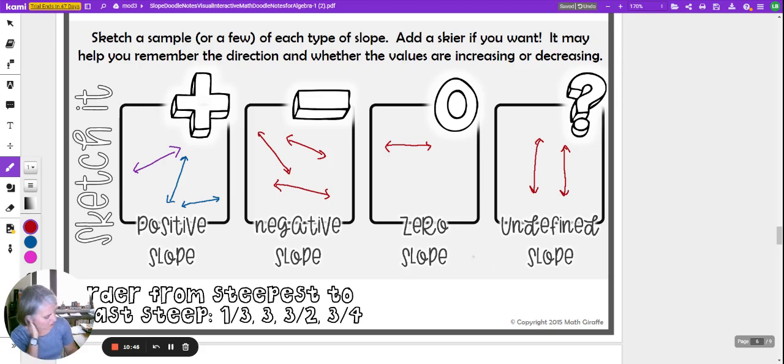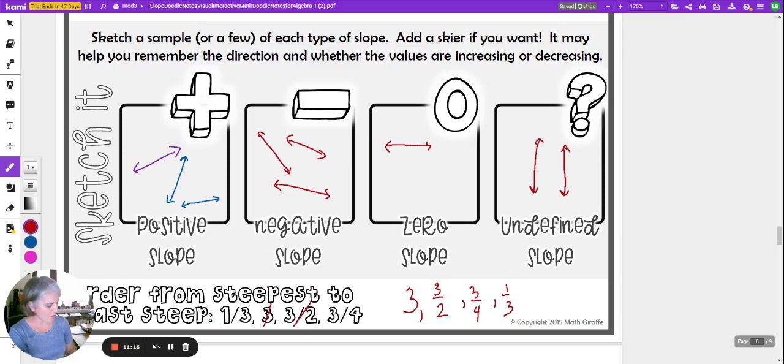Okay, and then the last part says order from steepest to least steep. So which of these would be my most steep? The 3 would be my most steep. Then next would be 3 over 2, right? Because it's like 1.5. So I've got this, then 3/4 or 1/3. Well, 3/4 would come next, and my least steep would be 1/3. So we have ordered them from greatest to least.